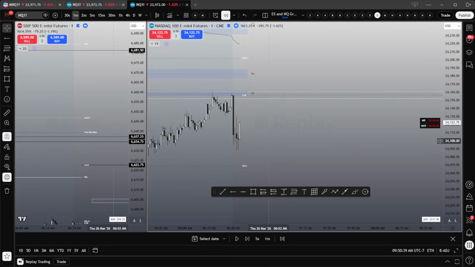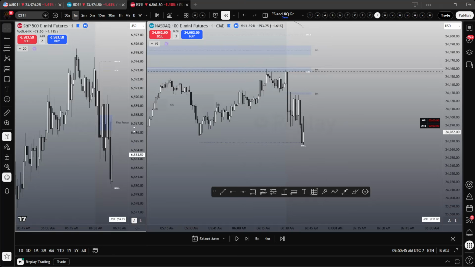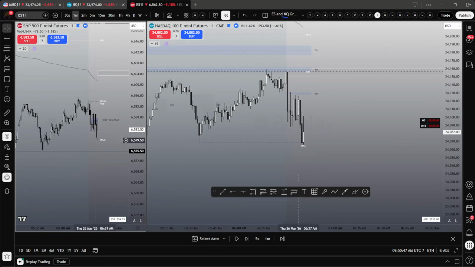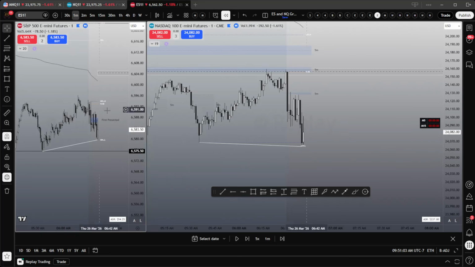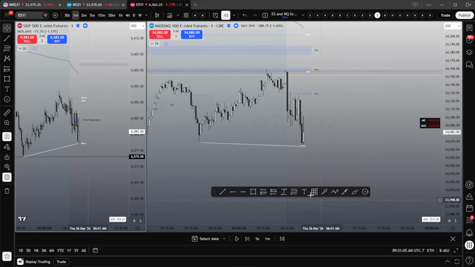And then we're kind of just chopping around, consolidating. And then ultimately we took out pre-market low. From here, ES didn't take out pre-market low, right? So this is presenting a divergence in the indices. That's when ES or NQ is taking out a low and the other isn't. As you can see right here on the left side, we're presenting a divergence, and that's usually a sign of reversal.